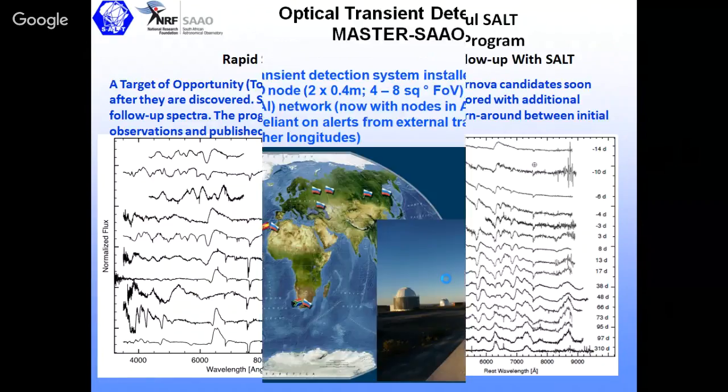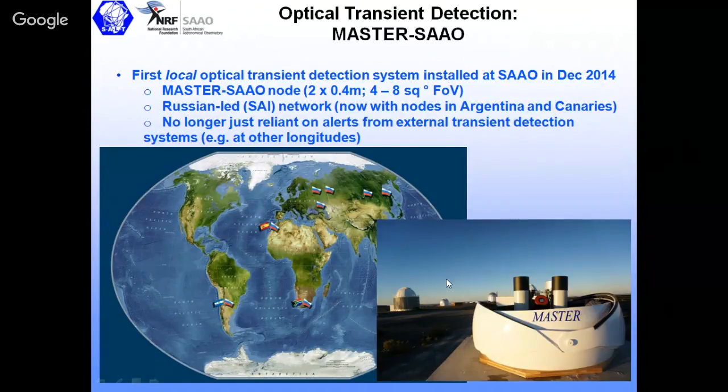Of course, when MASTER came along, it really opened up the possibility to find transients in real time at our own facility, rather than relying on information coming from, say, Chile or Australia or wherever. So in that regard, it's been incredibly important for us to have this feed-in of optical transient detections, which we can then follow up rapidly with our other telescopes.